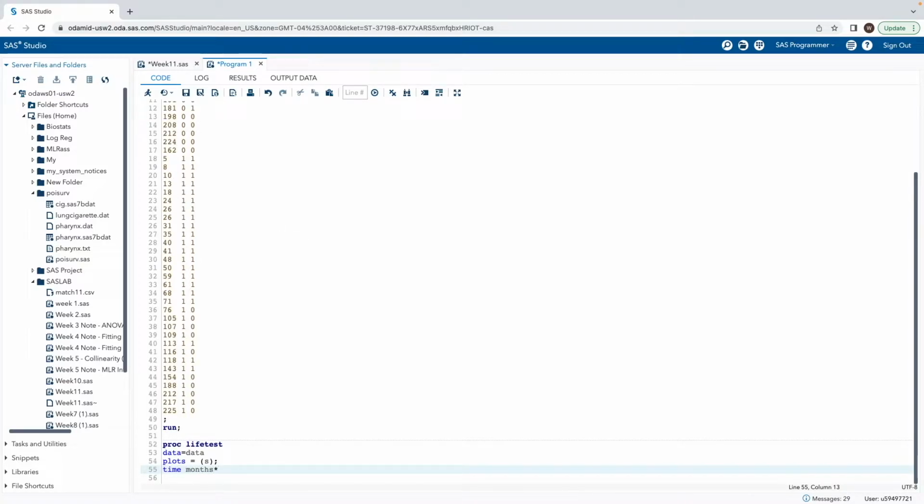and you put an asterisk here, and you put status next, and in brackets you tell SAS what censored data looks like basically. So you'd put 0 in for our case. And lastly, you tell SAS what to stratify by.